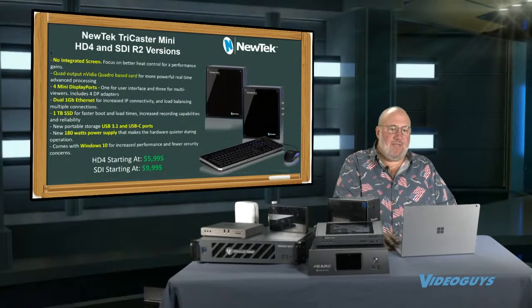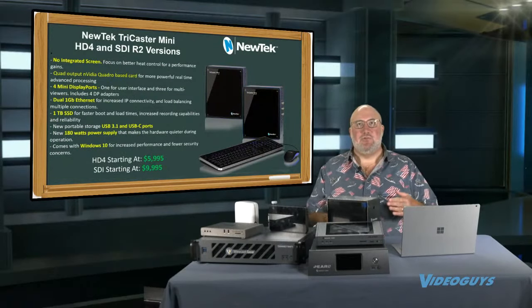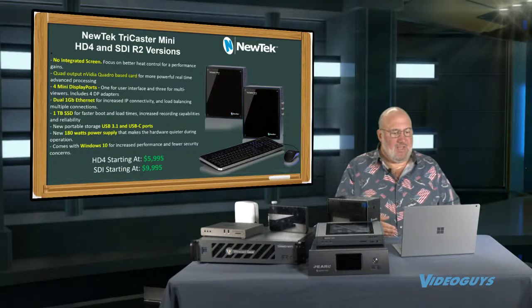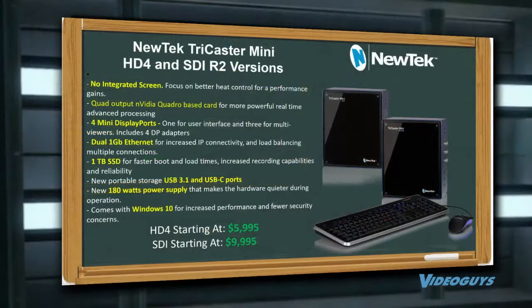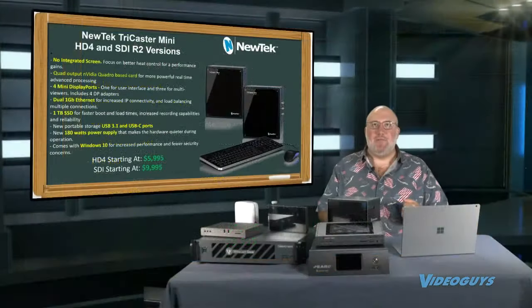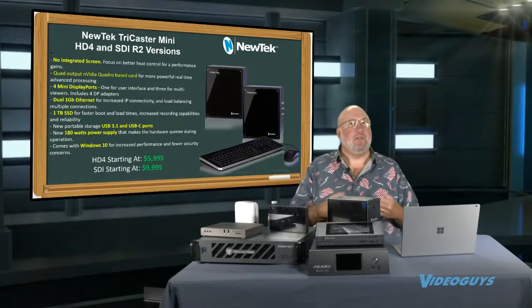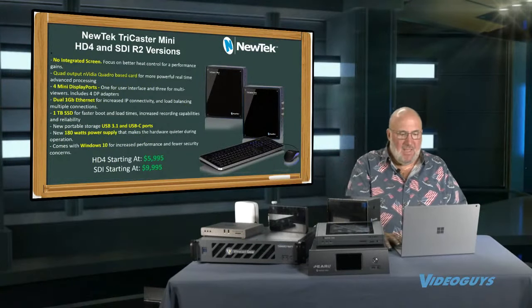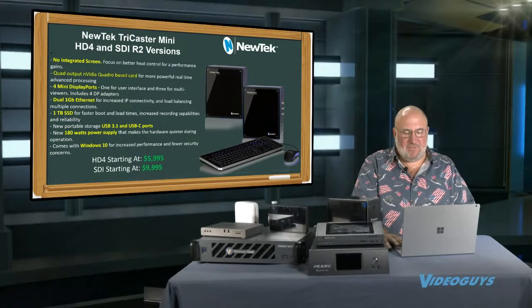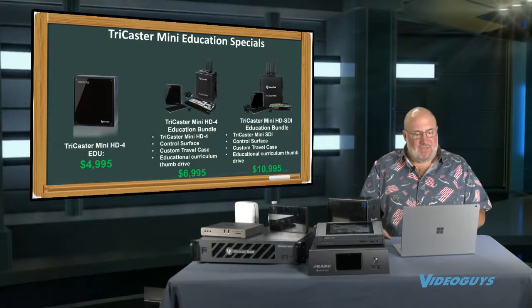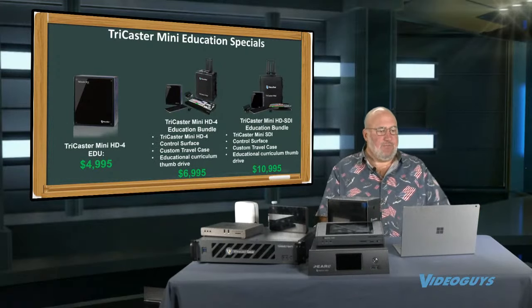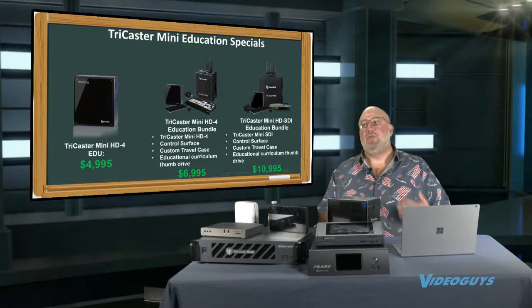Now, NewTek also makes their TriCasters, which are standard type products with HDMI inputs or SDI inputs, for $59.95 or $99.95, and these are more basic models. They support NDI, but they're not native NDI like the way the 4K is. They don't have 4K, but they're really good products, and they come in at a little bit more affordable pricing for schools, and they have some educational bundles. So you can get the TriCaster Mini HD4 EDU for under $5,000.